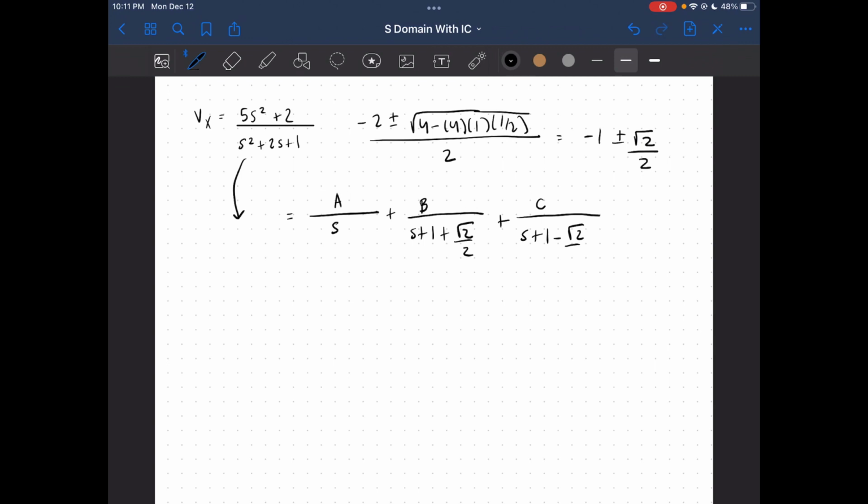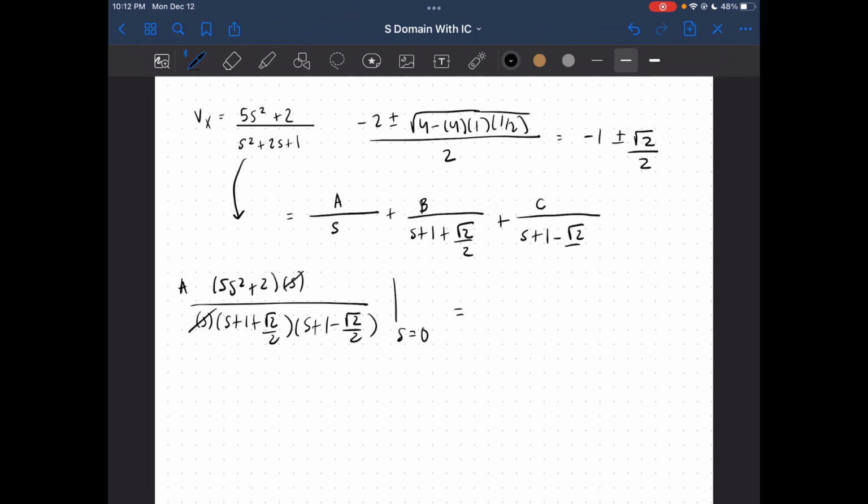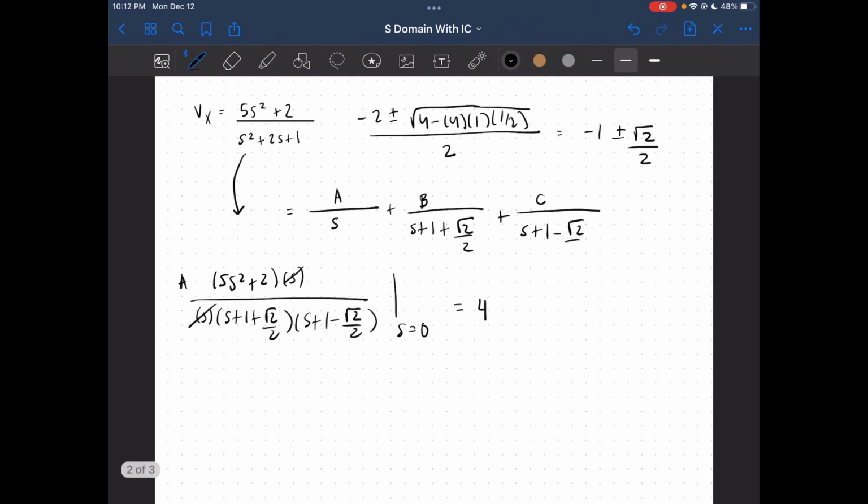And then we're going to solve for A, B, and C. So A is 5s squared plus 2 times s all over s times (s plus 1 plus square root 2 over 2) times (s plus 1 minus square root 2 over 2). And then we're going to plug in 0 into all of the s's, cancel these out. And once you solve for A, you get 4.